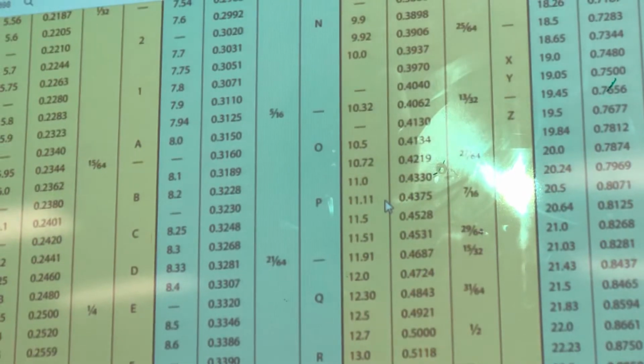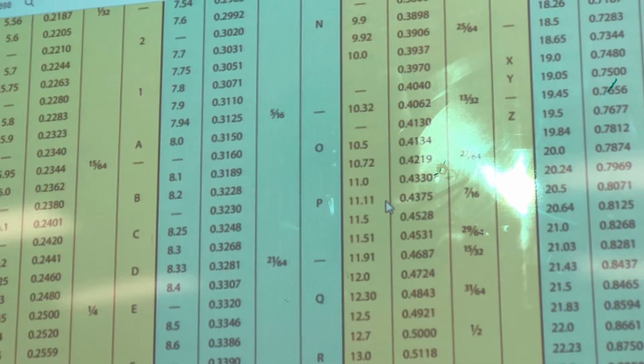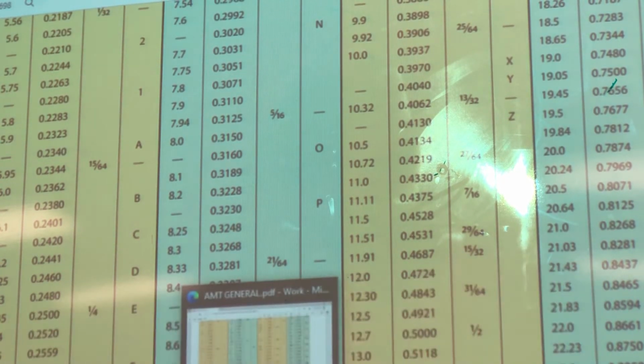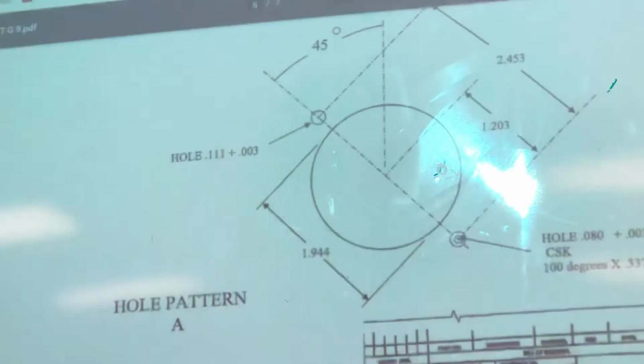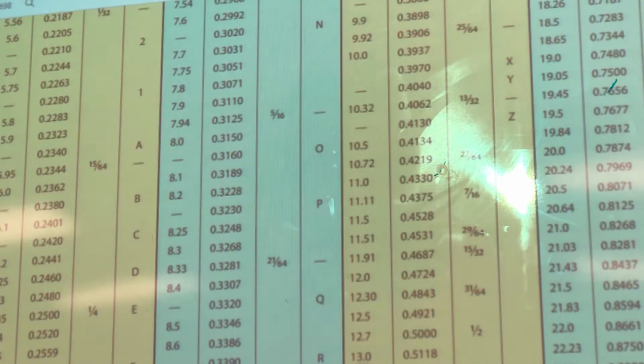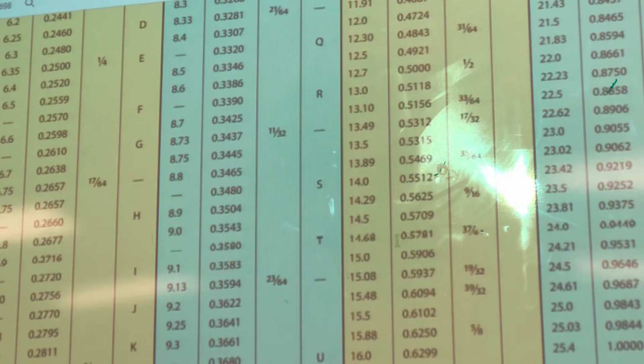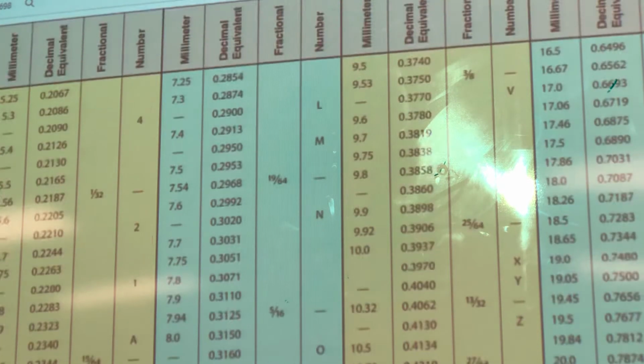So the question said the small upper hole in hole pattern A requires a number 8 drill bit. So it says this upper hole, right? This is the lower hole, this is the upper hole. It's saying that this is a number 8 drill bit. 0.111, that was the dimension, right? Or if we just go to where is a number 8 drill bit at?